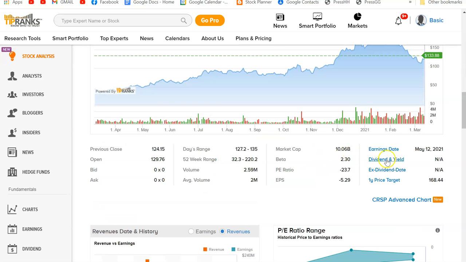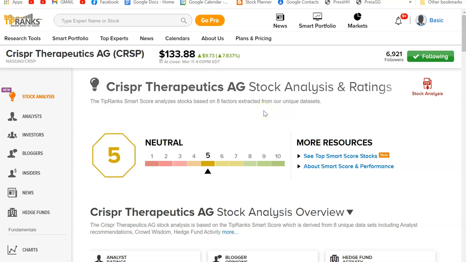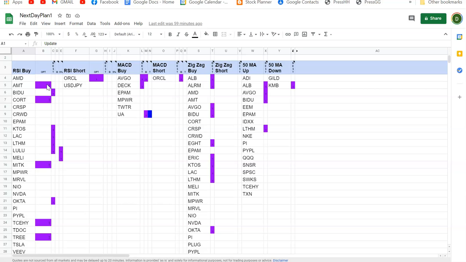And the dividend date, the earnings date, middle of May. I was looking for this pullback. I'm going to skip CRISPR. So let's go back to our list. So looking back, these are all worth taking a look for a buy.